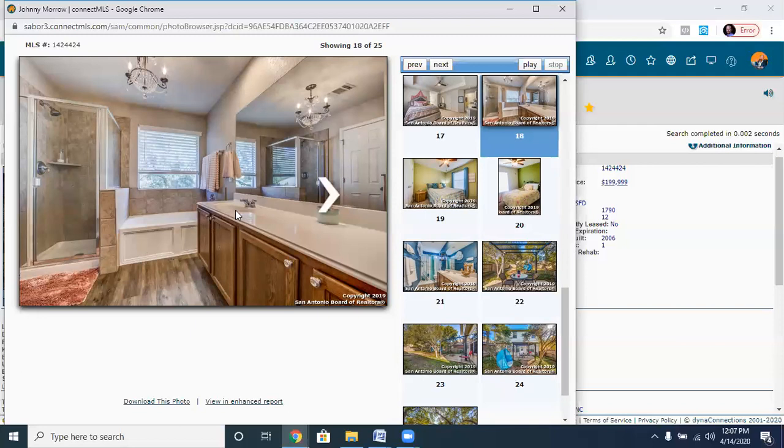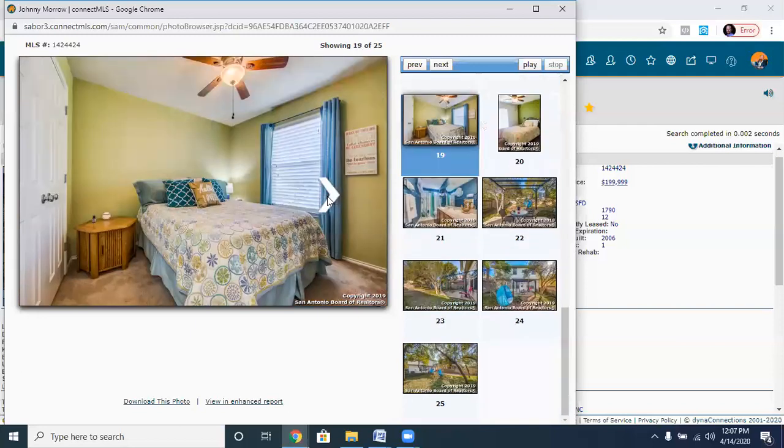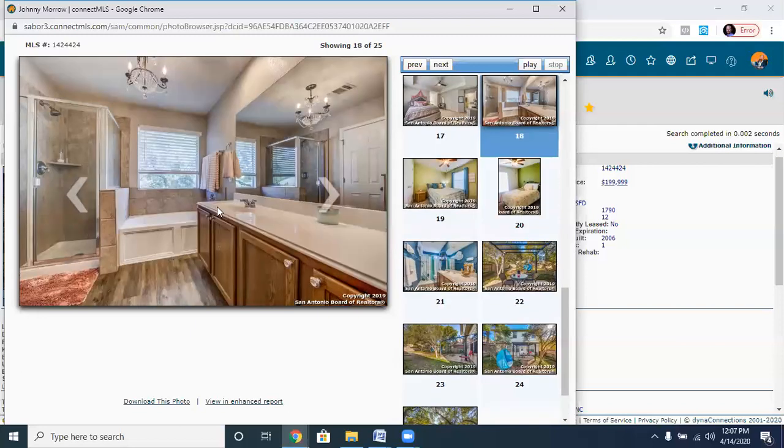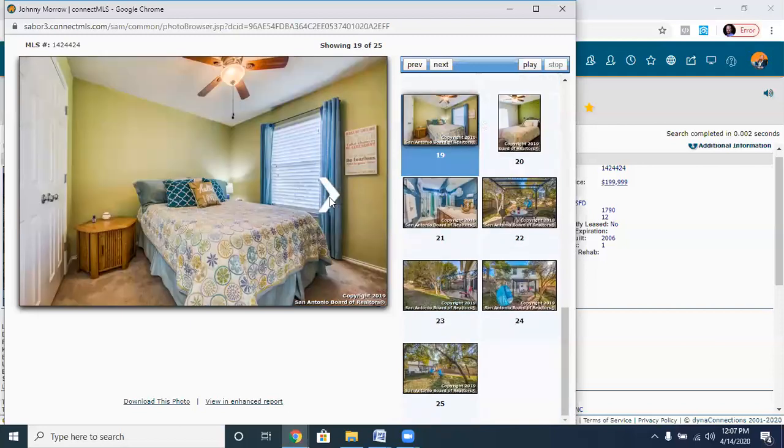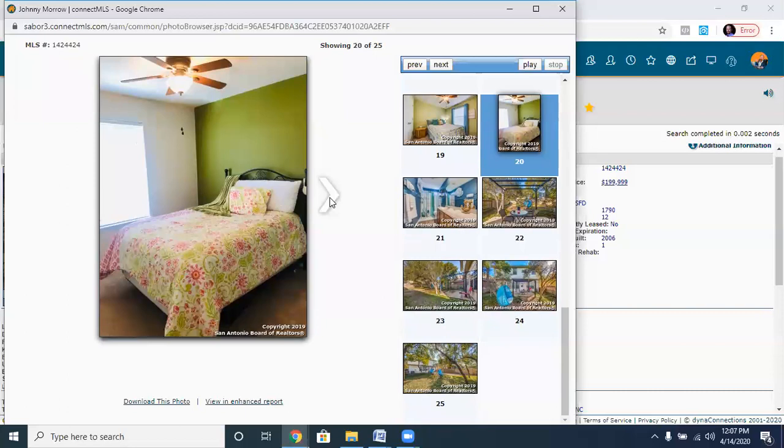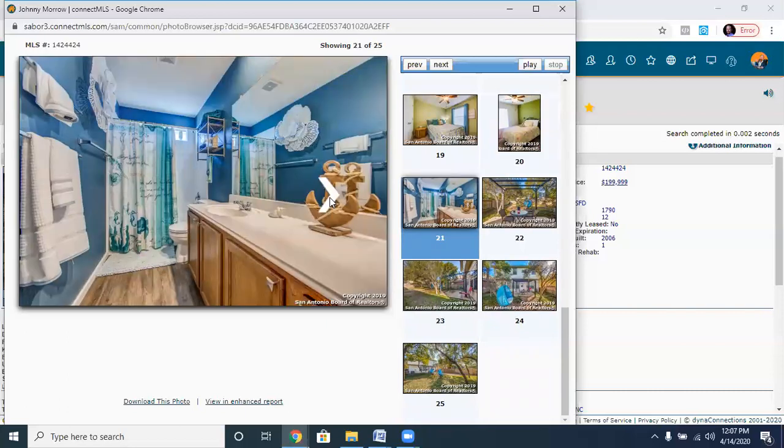Mm-hmm. But is this only one vanity? Yes. Ours had 2 sinks. This one only has 1, right? Secondary bedroom, fairly comparable to ours, staged really nice. This one is blue. I don't know if that's a plus or a minus, but it's fairly comparable. The only difference is, looks like the paint, this one was staged a little bit more. It's a lot of stuff. Oh, that's a mirror. I'm like, all right, never mind.